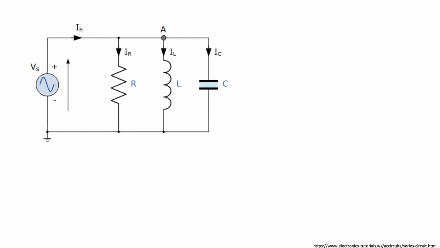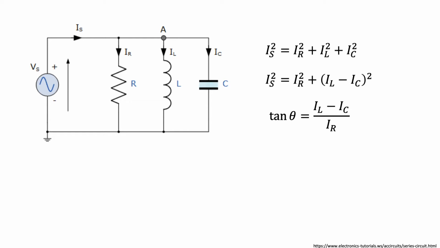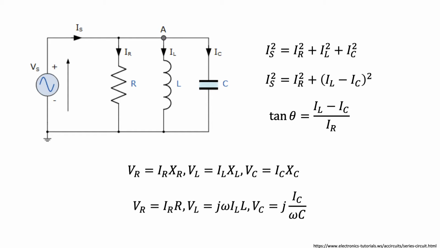We use Kirchhoff's junction rule to sum up the currents. However, since phasors are composed of both amplitude and phase angle, the currents add up in squares as shown. Since the inductor and capacitor currents are out of phase by 180 degrees, we rewrite the expression as shown. The phase angle is similarly computed as in the previous lesson, but now in terms of the currents. It will then be elementary to solve for the resistor, inductor, and capacitor voltages.